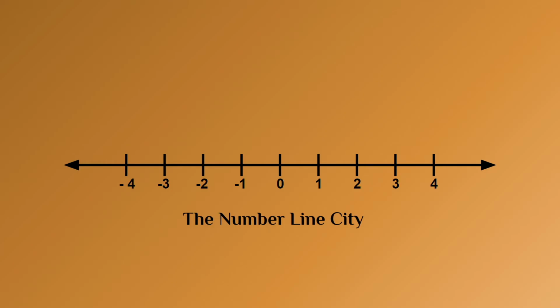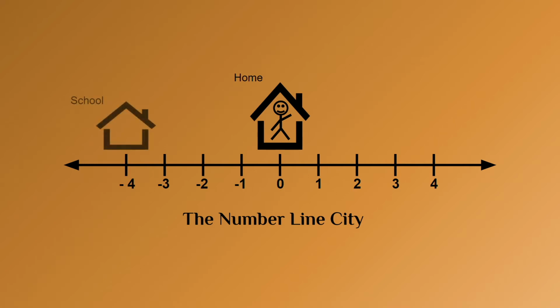Let me set the scene for my reasoning. Here we are in Numberline City, and this is my home at point 0. Here I am. Now where are my other buildings in my city? Let us put a school here at -4 and a skyscraper here at 4. Look at us making a big metropolis.